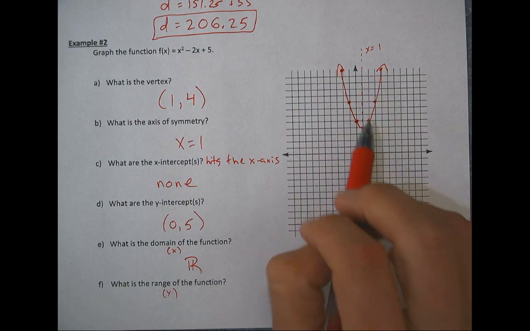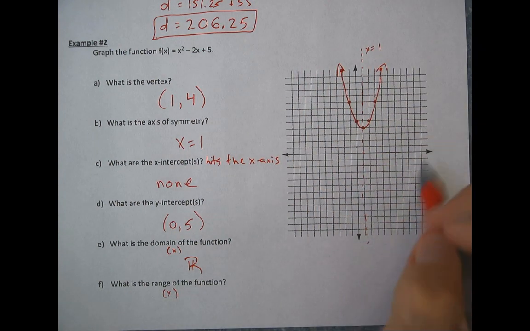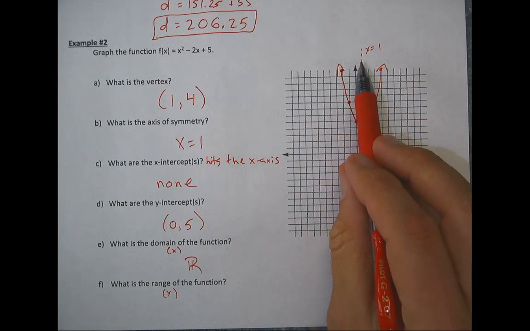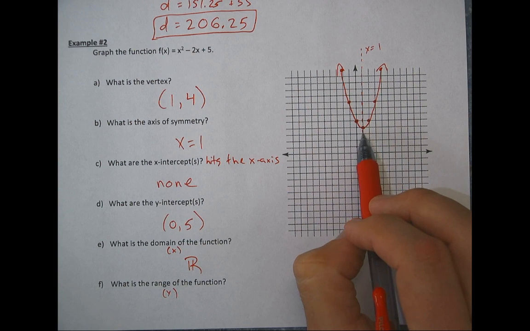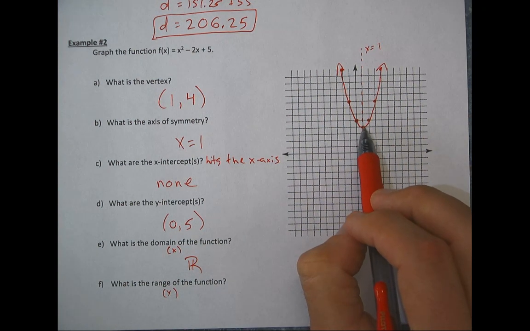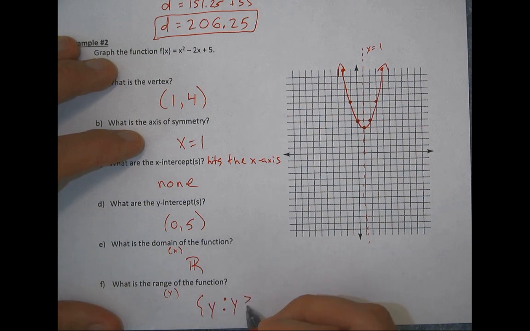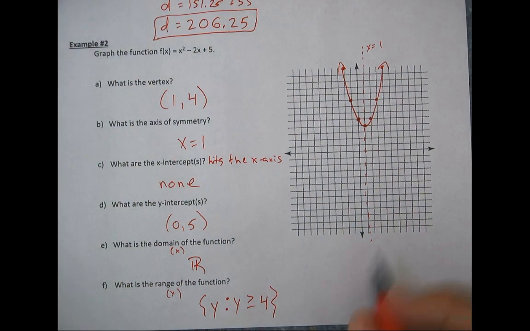Now for the range, it's going to go forever up, but it's not going forever down. So we can't just write all real numbers. It's everything from here up. It goes on forever from here, but it never hits 3. This is 1, 2, 3, 4. So just remember how this looks. We're going to say y is greater than or equal to 4. It's from 4 up.